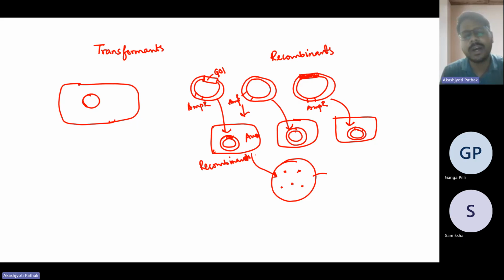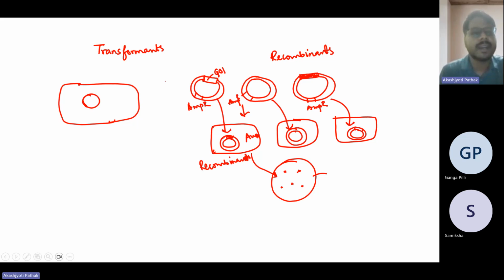So you have to screen for. So once you get the colonies, that does not mean that all these bacteria will have your gene of interest, or that the recombinant plasmid will be present in the bacteria. So I have to screen which are my recombinants and which are the non-recombinants. So you will then particularly select the recombinant bacteria and use it for further experiments.